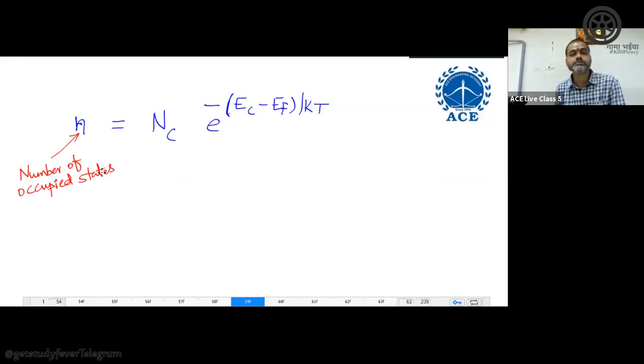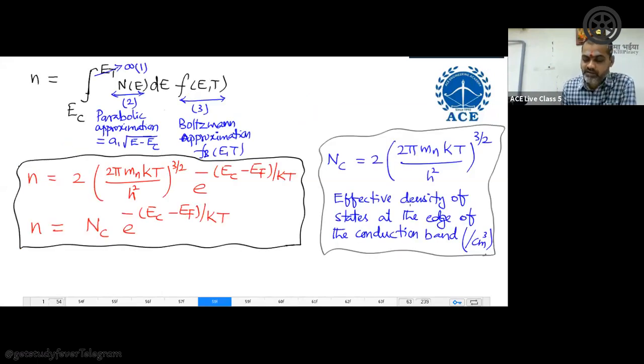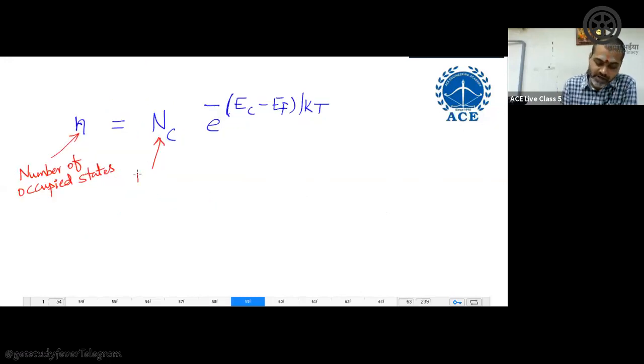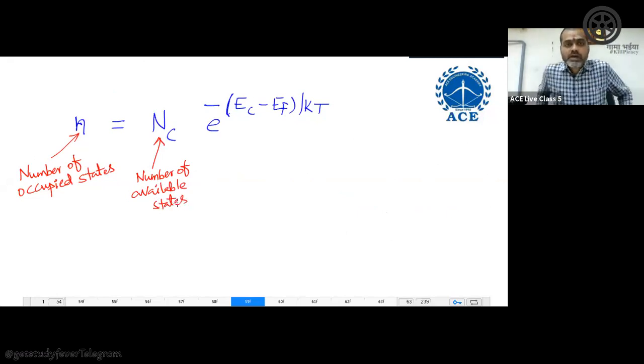Now what about Nc? Just now we have given, it is the effective density of states at the edge of the conduction band. Can I say the number of available states? Am I correct? Whatever you are calculating is at the edge of the conduction band. This is the default, so I'm not explicitly mentioning that point. Hope I am clear.